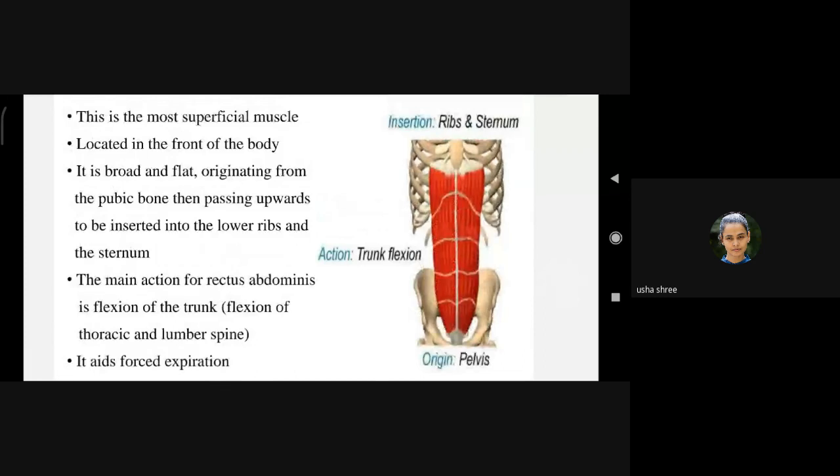The main action of the rectus abdominis is flexion of the trunk, flexion of the thoracic and lumbar spine. Right? When we do Paschimottanasana or any type of forward bending, then this flexion occurs. Flexion of these muscles occurs. Without flexing the rectus abdominis, forward bending is impossible. Right?